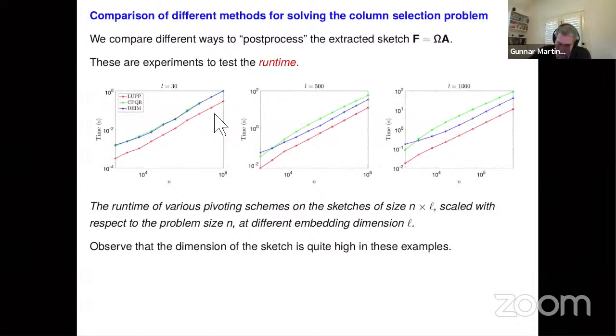And here, when the rank is modest, whether you do column pivoted QR or the original DIME scheme, they cost about the same. When the rank gets large, the DIME scheme is actually a bit faster because it involves more communication efficient techniques. Column pivoted QR is really struggling once the matrices start to get large. But what I call the poor man's DIME, where you do only partial pivoted LU on the sketch matrix F, is much faster. In every case, it's much faster.